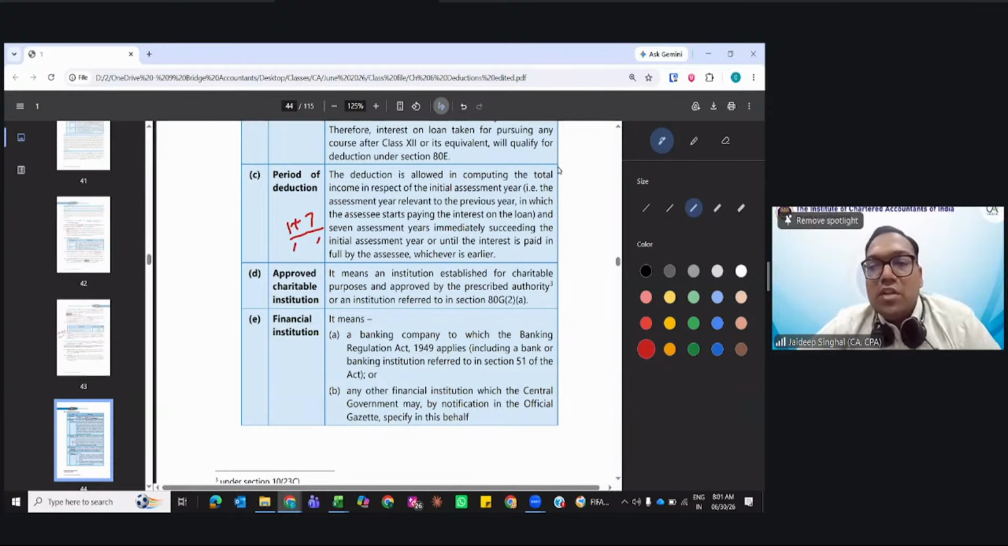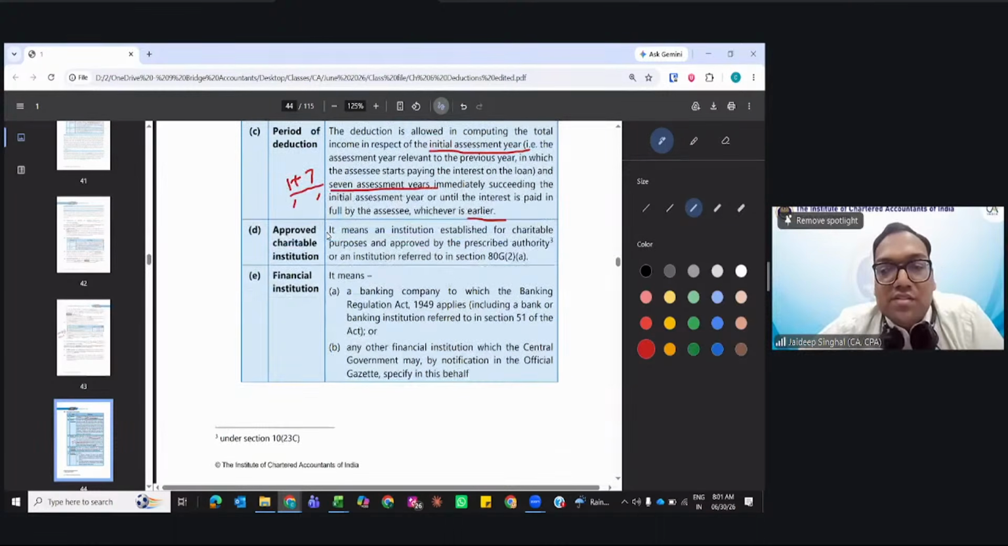The deduction is allowed in computing the total income in respect of the initial assessment year, the assessment year relevant to the previous year in which the assessee starts paying the interest on the loan, and 7 assessment years further, immediately succeeding the initial assessment year, or until the interest is paid fully by the assessee. So it is for 1 plus 7 years, whichever is earlier. If the loan is for 5 years, you will get deduction for 5 years. If the loan is for 10 years, you will get deduction for 8 years, whatever interest you pay.